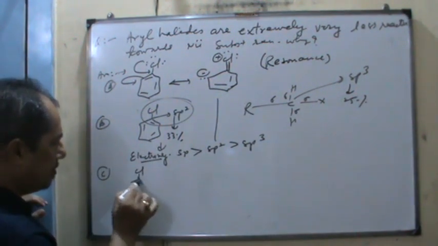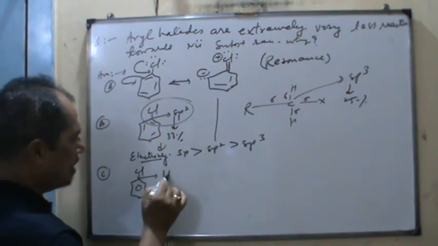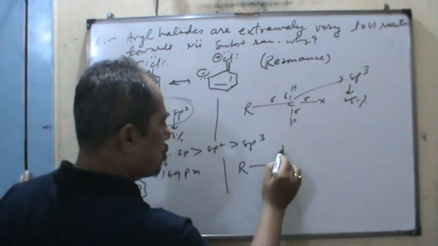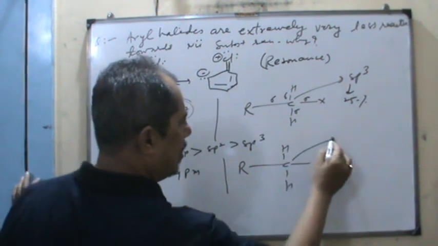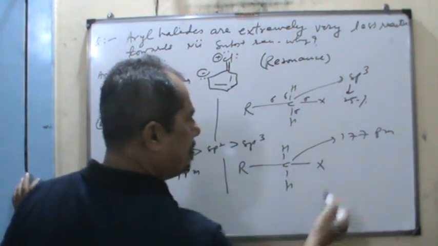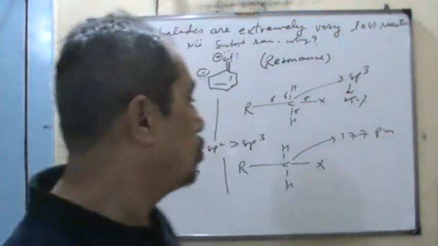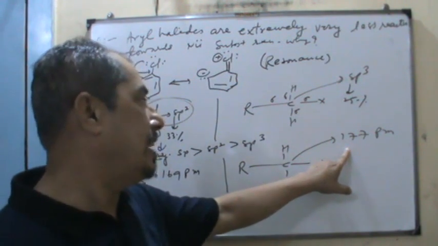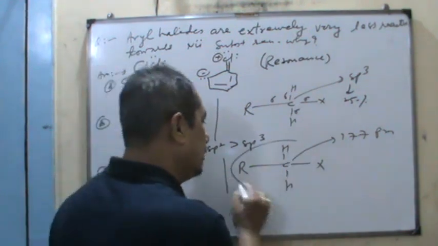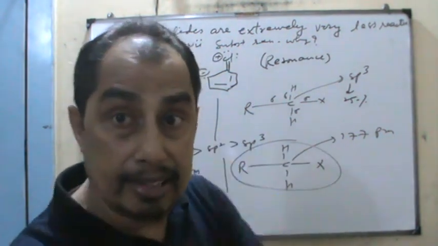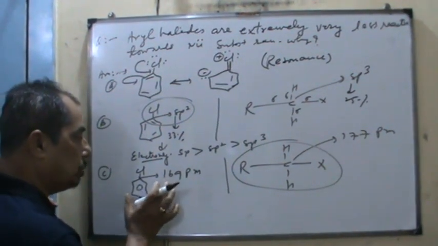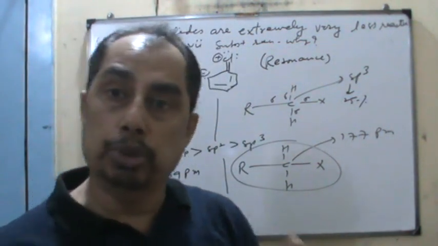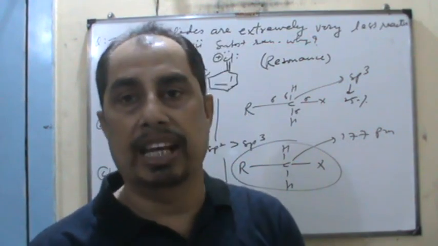The next factor is, it has a 169 bond length because of the double bond, but RCH2X has a bond length of 177 picometer. 1 picometer is 10 to the power minus 12 meter. So the more the bond length, the lesser the bond dissociation energy, and it is easy for the nucleophile to break this aliphatic series. But dear students, it is difficult for the nucleophile to break chlorobenzene because its bond length is very less, and that is due to the double bond character. Double bond is due to resonance. Resonance is due to delocalization of the electron.